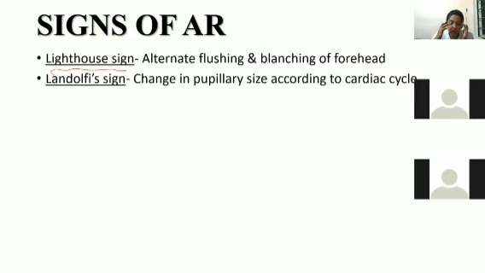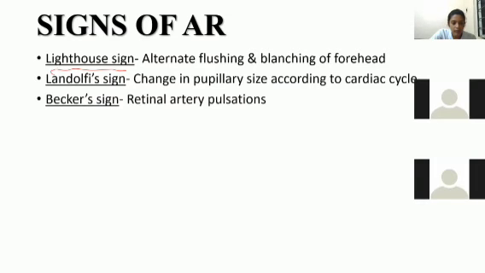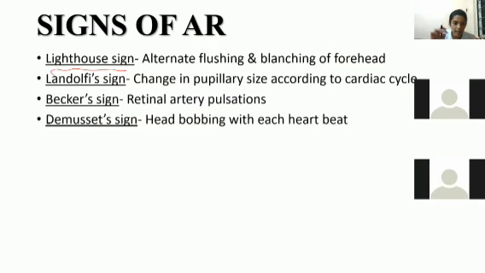Then we are coming to the eyes. That is Landolfi sign: change in pupillary size according to the cardiac cycle. With each heartbeat, the pupil size will increase and decrease. So that is Landolfi sign. Then the third one is Becker's sign. That means retinal artery pulsations. Even in the retinal artery, the pulsations will be there. That is also in the eyes only.